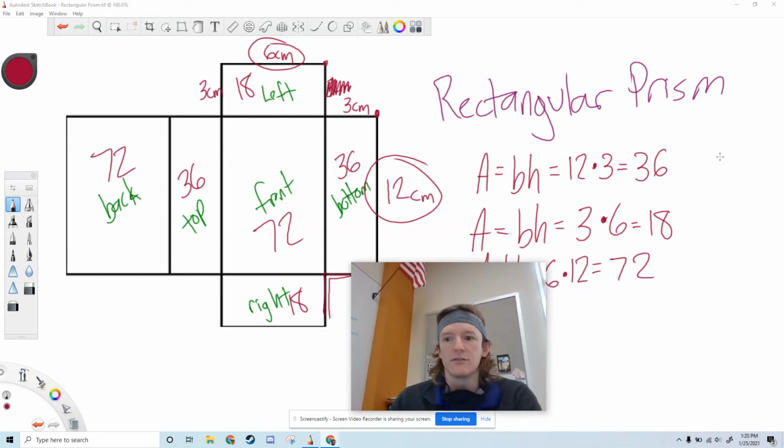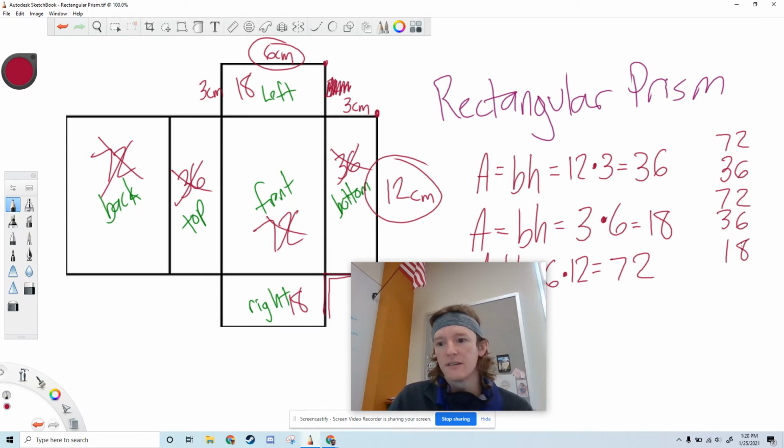Now, a couple ways we can do this. We can stack all these and add them up, or we could do 3 of them and then do times 2. Let's just add them all up. So I have 72. Cross that off. I've got 36. Cross that off. Remember, it's a rectangular prism. We should have 6 total. I have another 72, a 36, an 18, and an 18.